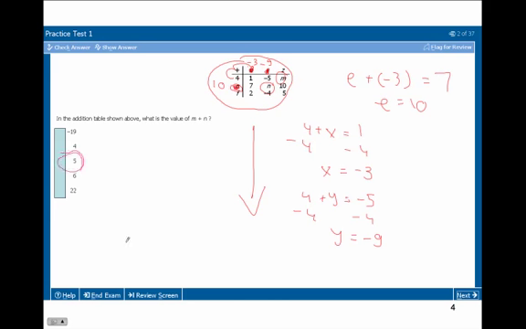So I encourage you to continue the problem on your own. It's not a very difficult problem. It is just a matter of understanding that this is an addition table.